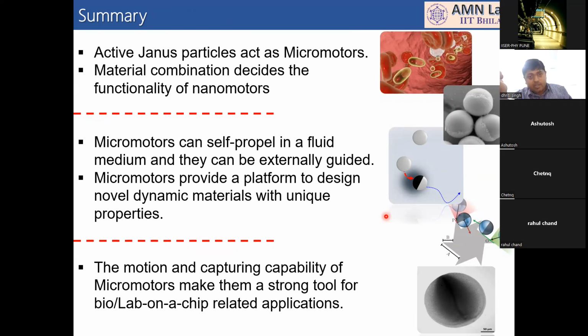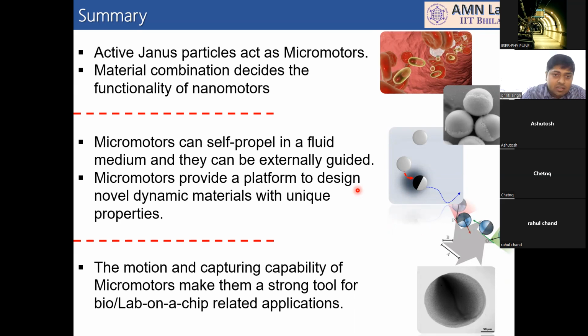We call them micro or nano. Material combination is important. We have to think about the active component, especially. What is the material that we are going to choose that defines whether they are going to be a normal motor or a light driven motor? When the motors can self propel in a fuel, you must think about the ability to guide them externally.